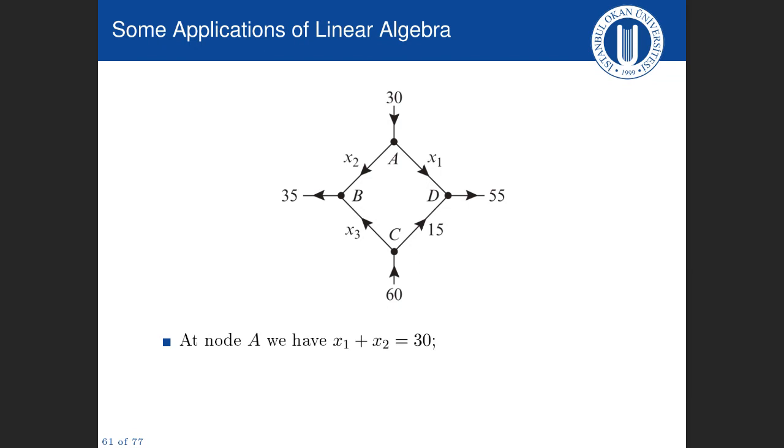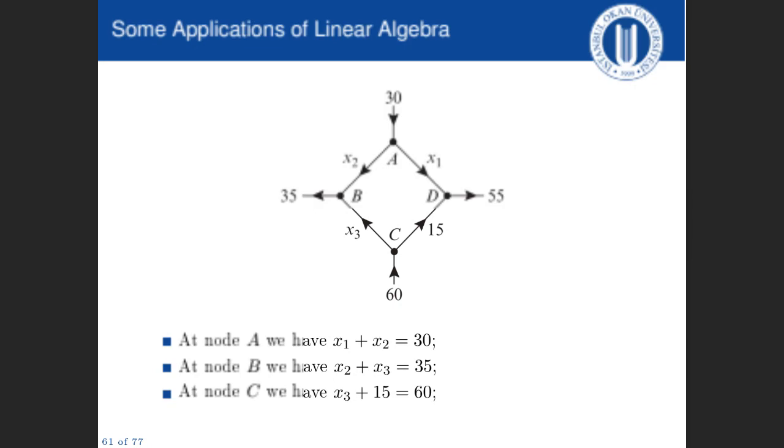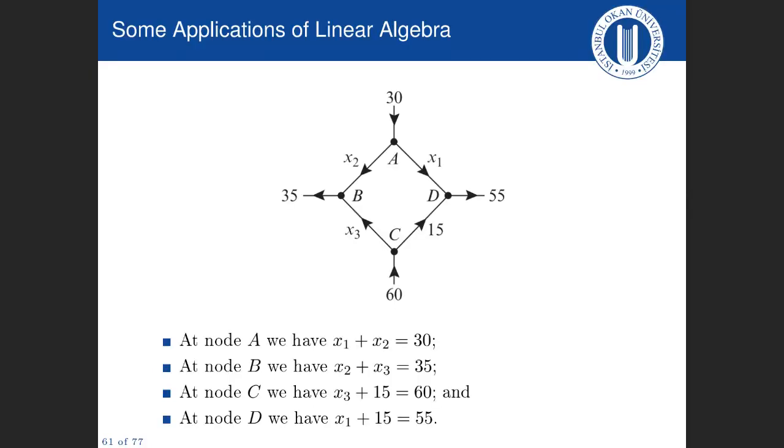So we must have that x1 plus x2 is equal to 30. Next, look at node B. At node B, we've got x2 plus x3 coming into node B, and then 35 going out of node B. At node C, we can see that x1 plus 15 must be the same as 60. And at node D, x1 plus 15 must be the same as 55.